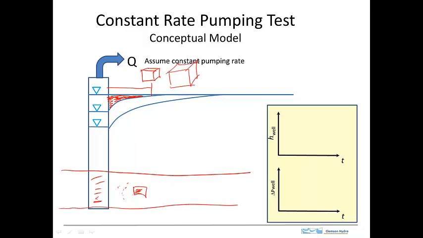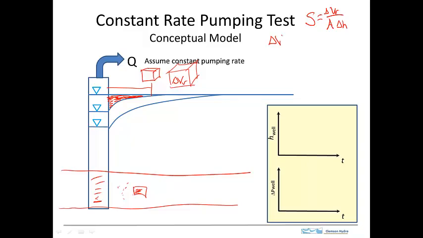Okay, so to get an idea about what's going on, we should go back and refresh our memory about this term storativity. Remember, we said storativity was the volume released from storage per unit area of aquifer per decrease in head. So this is the water that was released from storage here.